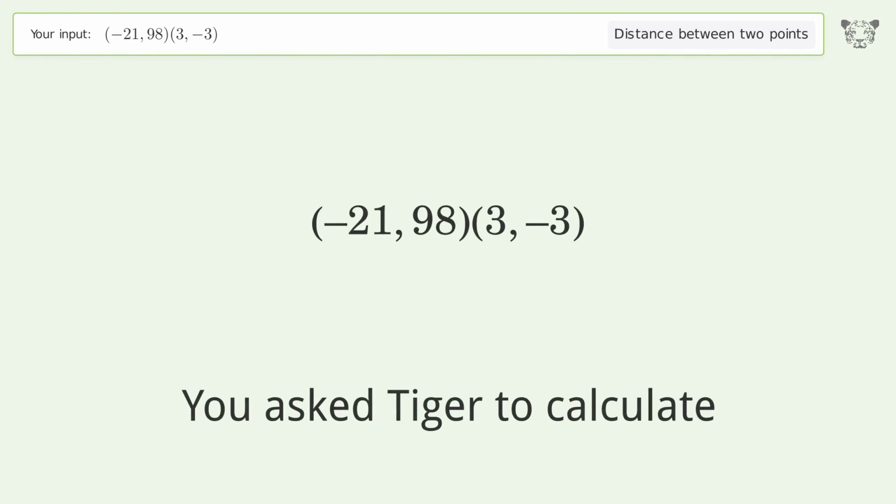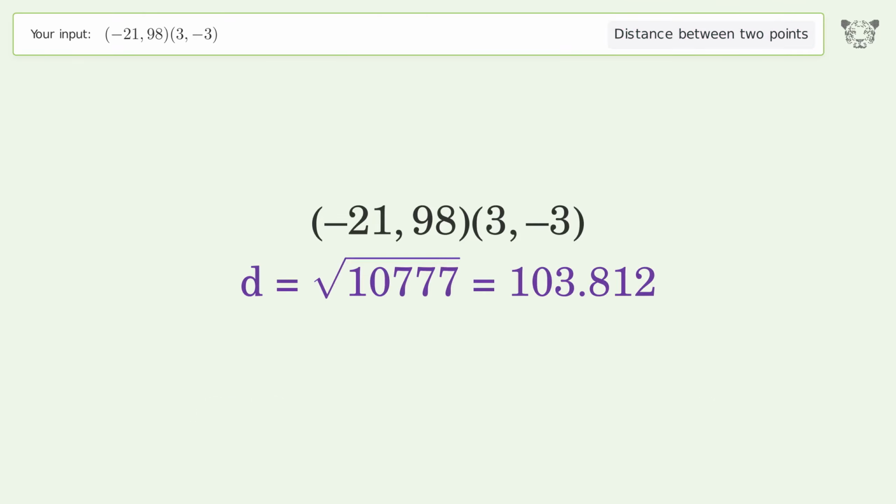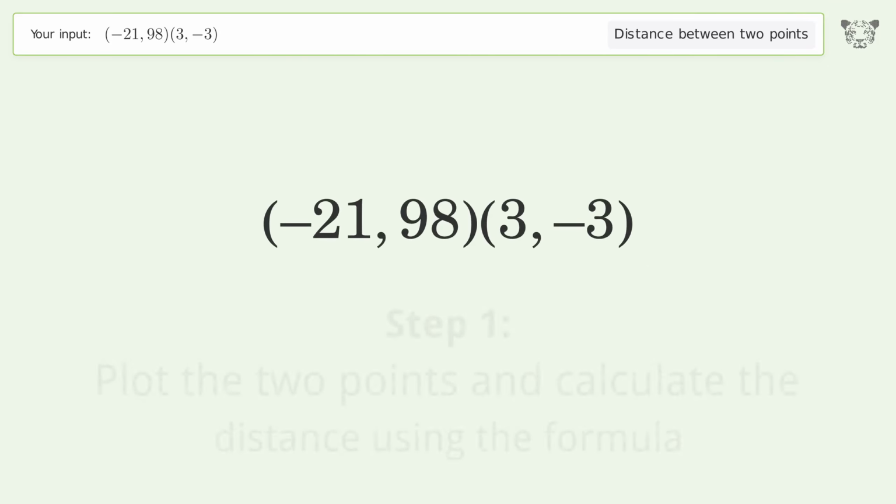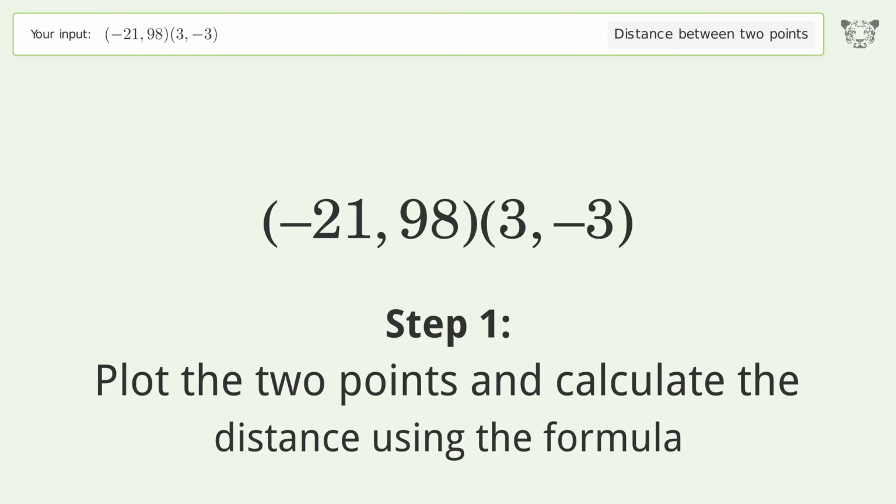You ask Tiger to calculate. This deals with the distance between 2 points. The distance between the 2 points is the square root of 10,777 or 103.812. Let's solve it step by step. Plot the 2 points and calculate the distance using the formula.